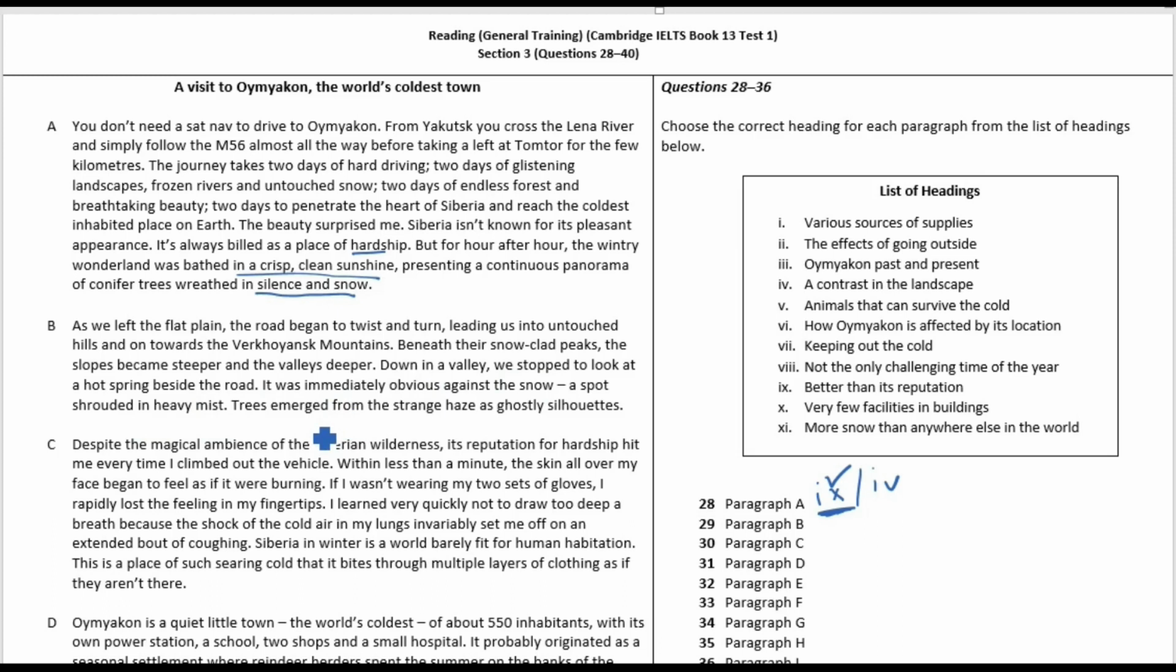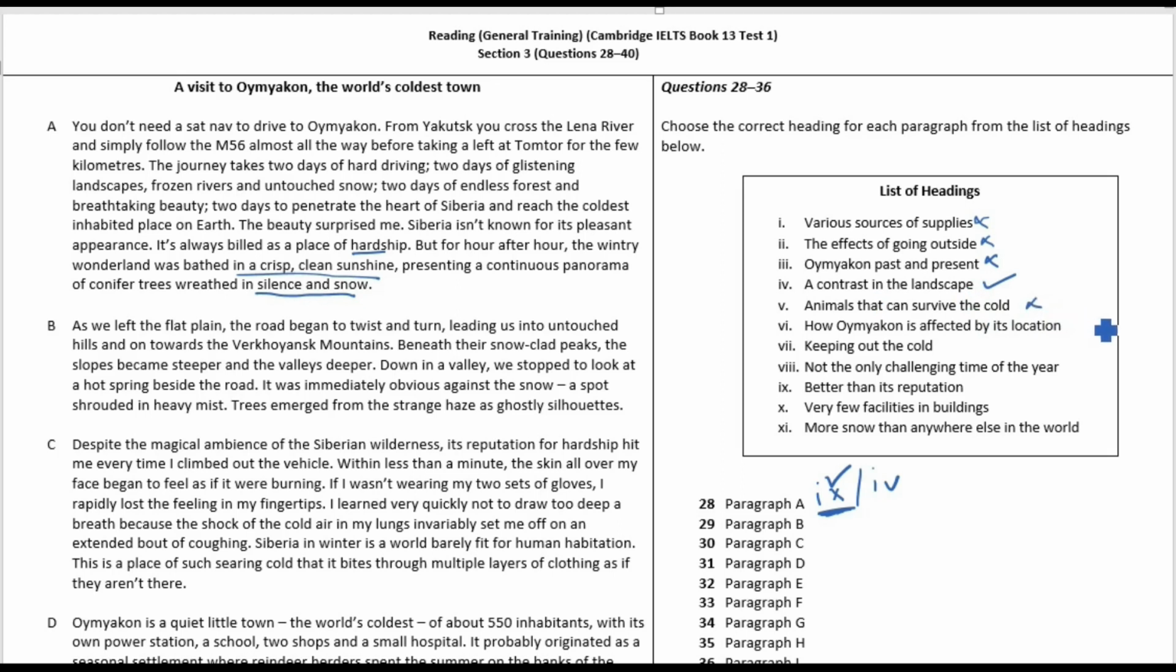Now, this is one of the difficult ones. However, there are certain answers which are clearly not there. This is not the answer. There is no mention of supplies, no going outside, no present or past. Contrast in the landscape could be. The mountains and the valley, there's a contrast given. Contrast is two opposite things being talked about.